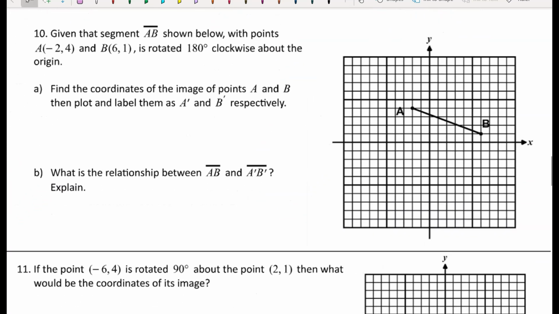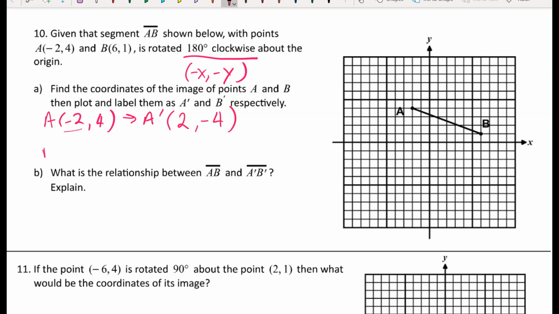For number 10, given segment AB shown below, it's got those endpoints, is rotated 180 degrees clockwise around the origin. So for 180 degrees, because it's halfway around the circle, it does not matter if I go clockwise or if I go counterclockwise. Those both will result in the same image. Remember, the rule for that is it takes a point and sends it to negative x, negative y. So my original point at negative 2, 4, if I apply that rule, again, or you could just turn your paper upside down and plot the same image. If I negate the negative 2, it becomes positive, and if I negate the 4, it becomes negative.